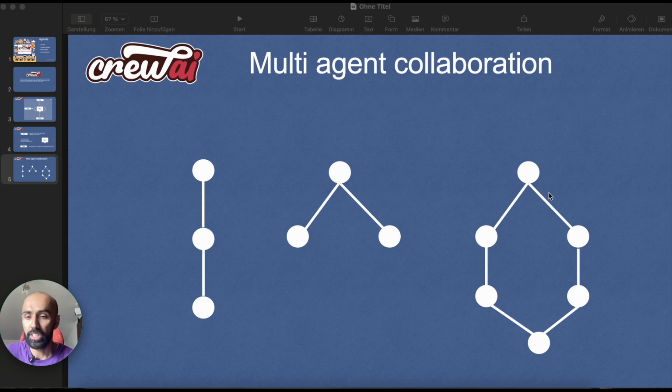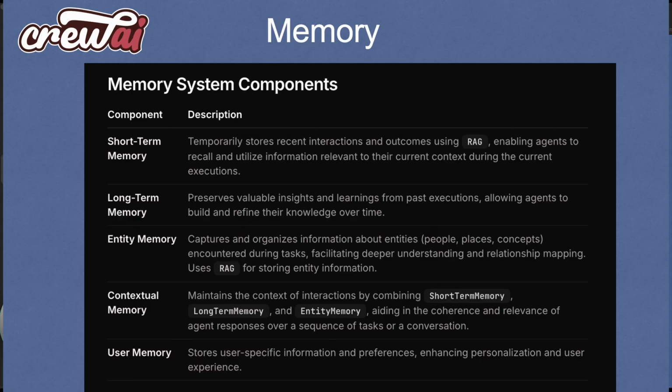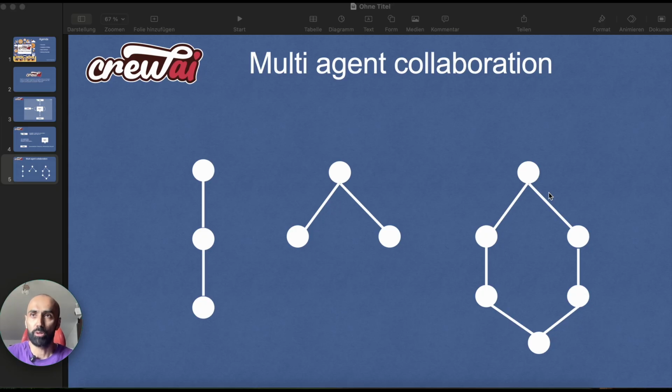One of them is memory. There is short-term memory, which temporarily stores recent interactions. Then there's long-term memory that stores information from the last executions. Then there's entity memory that captures and organizes information about entities, such as people, places, and concepts encountered during the task. Then there's contextual memory that maintains the context of interaction by combining short-term, long-term, and entity memory. Then there's user memory, which stores user-specific information and preferences, enhancing personalization and user experience. So that also plays an important role.